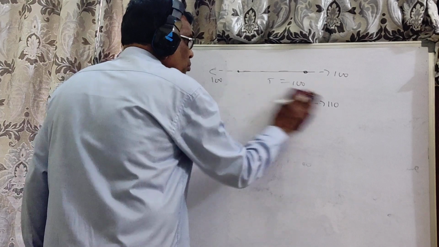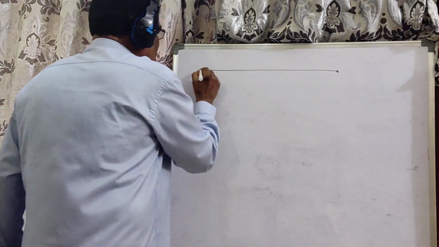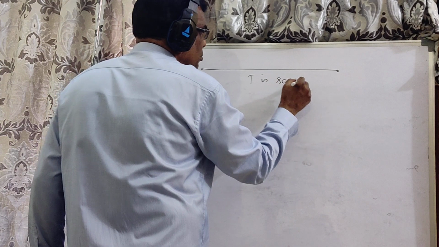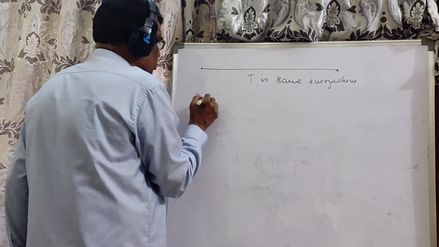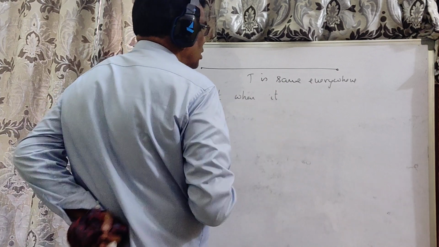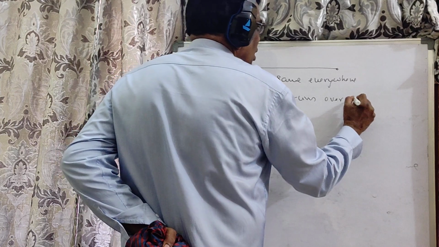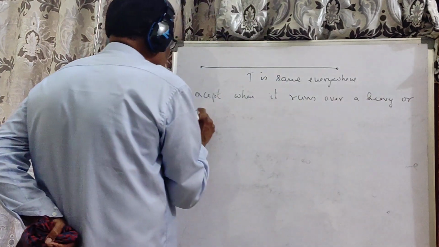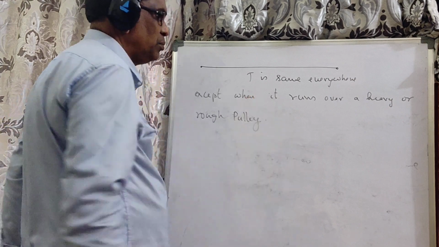Now, I'm going to make a statement. If it is a massless rope or wire, T is the same everywhere, except when it runs over a heavy or rough pulley, because pulleys are also problems for us.